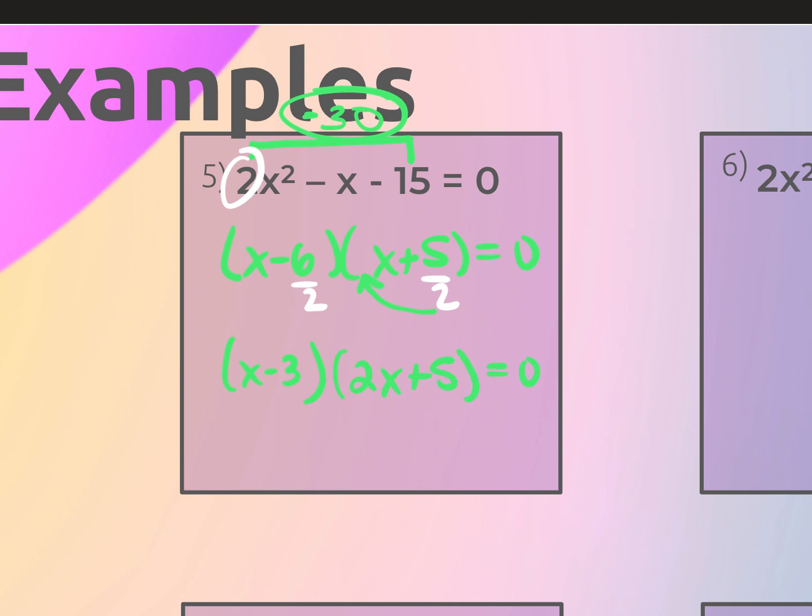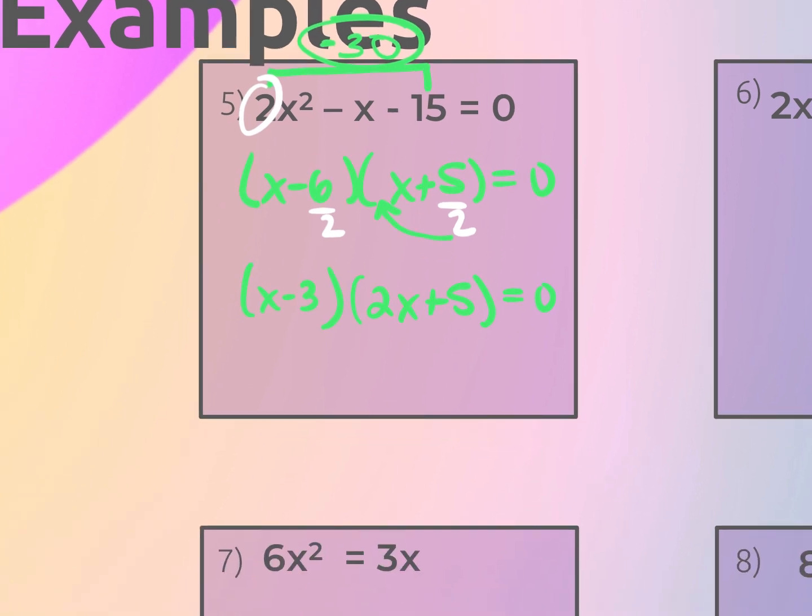Now, what do I do with each of those parentheses? You solve it. So I have x minus 3 equals 0, and 2x plus 5 equals 0. So over here I have x equals what number? 3. And over here I have x equals what? 2x plus 5. I move 5 over, it becomes what? Negative. And then I divide by 2, so it's negative 5 over 2.